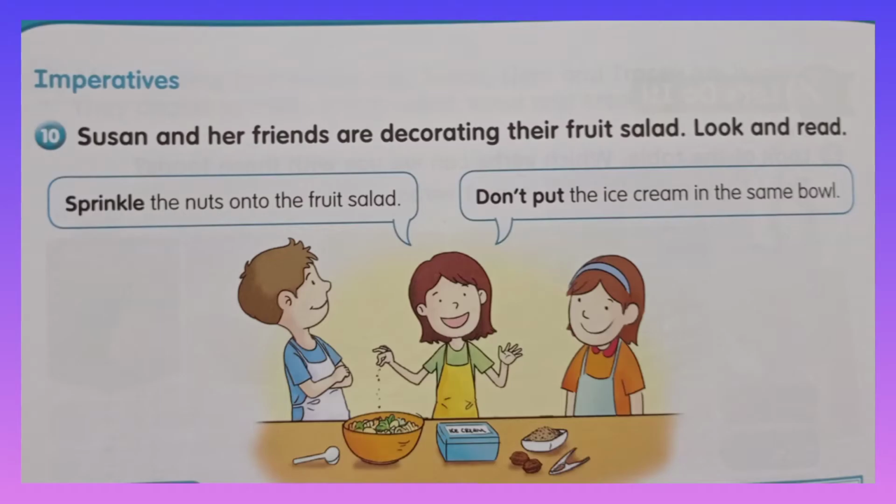From the conversation, we can see that Susan gave instruction to her friends. Sprinkle the nuts onto the fruit salad. Susan tells it and wants her friends to do that. And the second sentence, Susan wants to tell her friends, don't put the ice cream in the same bowl. It means don't do that. So if you don't want people to do that thing, you add not in your sentence.